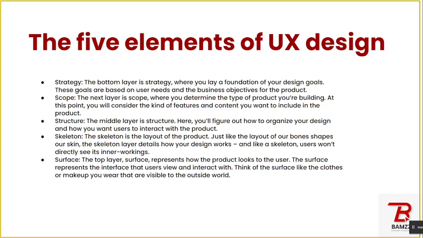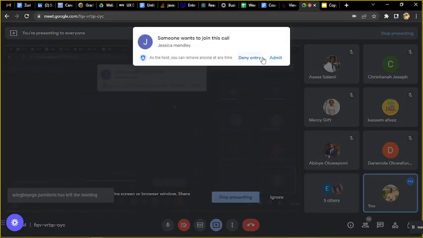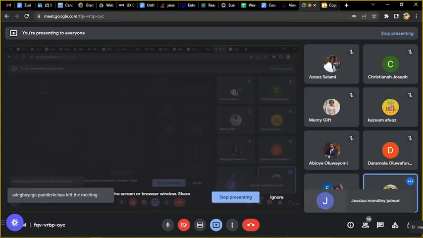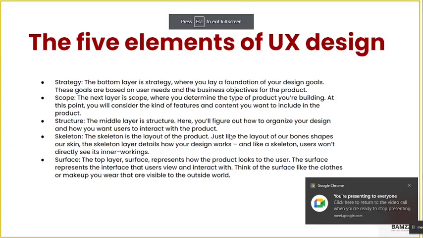And the surface, which is the upper layer, the outermost layer, is what people will see. Surface is used to present how the product will look to users. You already know what users are expecting, so you must make sure that the surface matches users' requirements. The surface represents the interface that users view and interact with. So that's the surface, and those are the 5S.